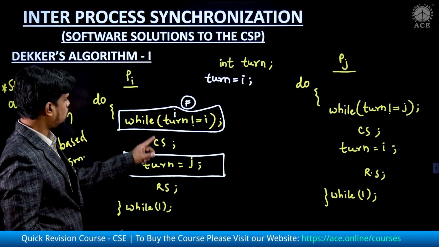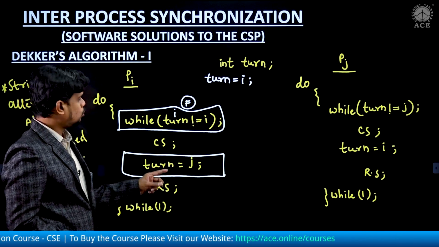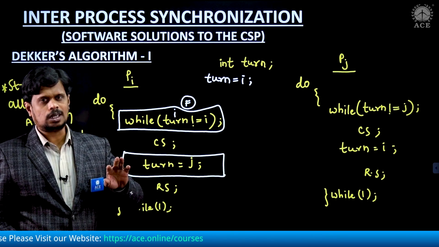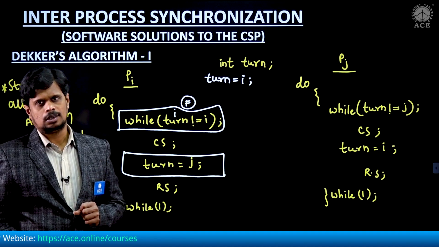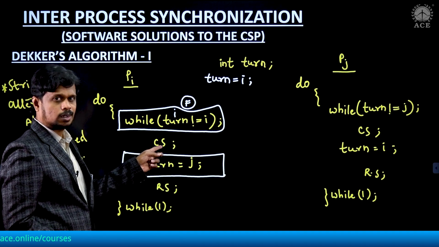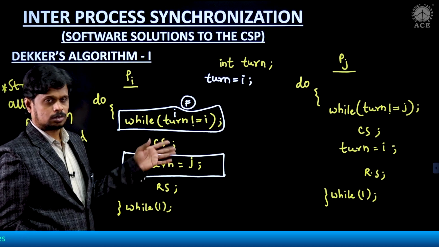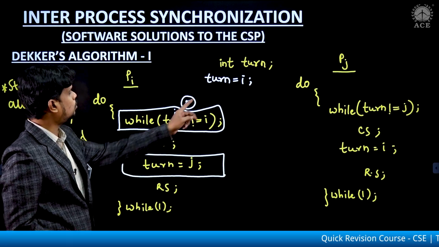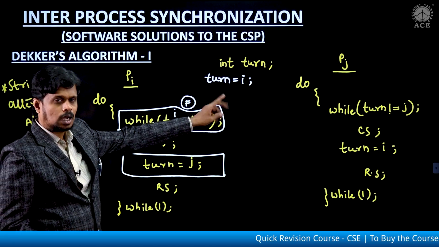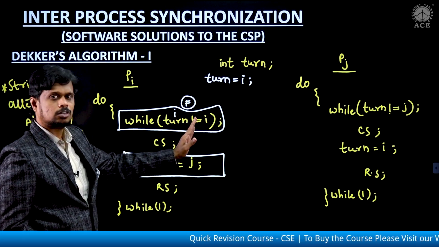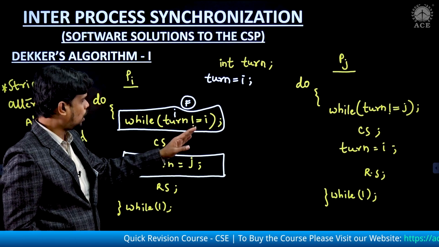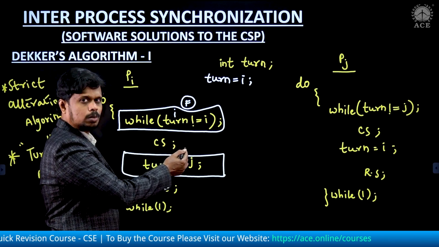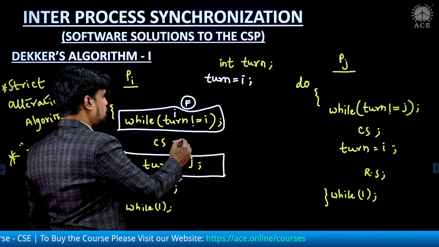So this is the entry section and this is the exit section. As we mentioned, the critical section is a restricted area. Both entry and exit are restricted. If you want to enter the critical section, this condition has to be satisfied: while turn is not equal to i. What is the turn variable? i not equal to i, the condition is false. So Pi skips this while loop and enters the critical section.